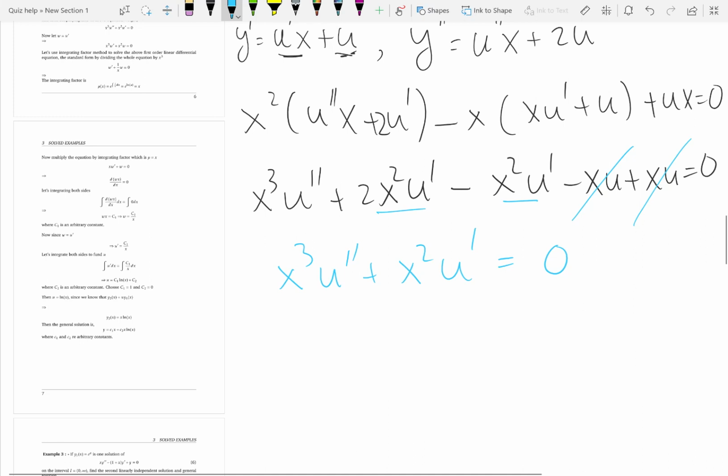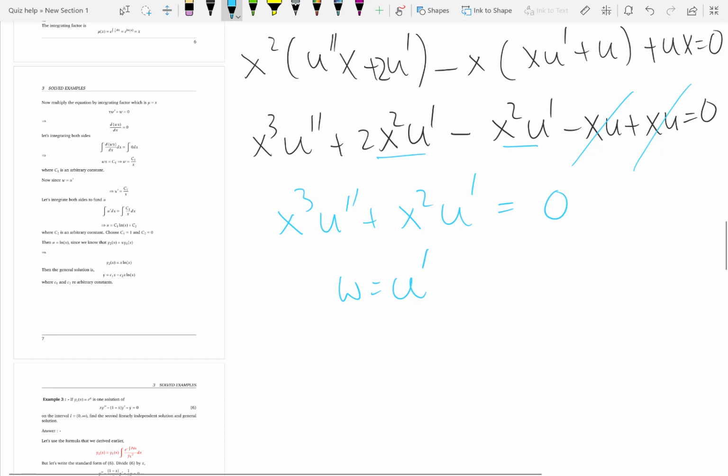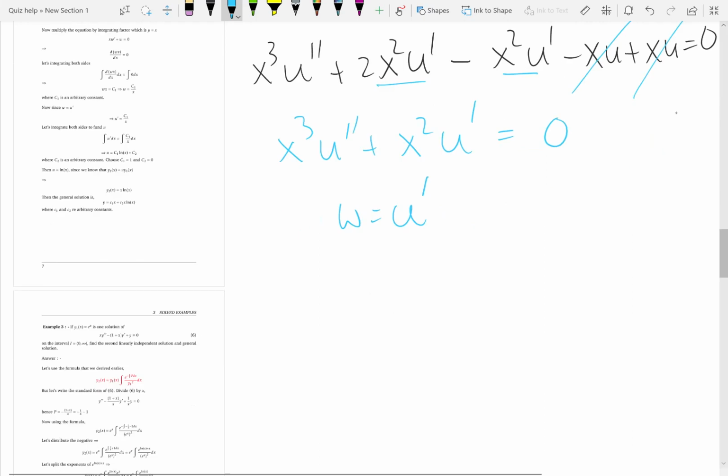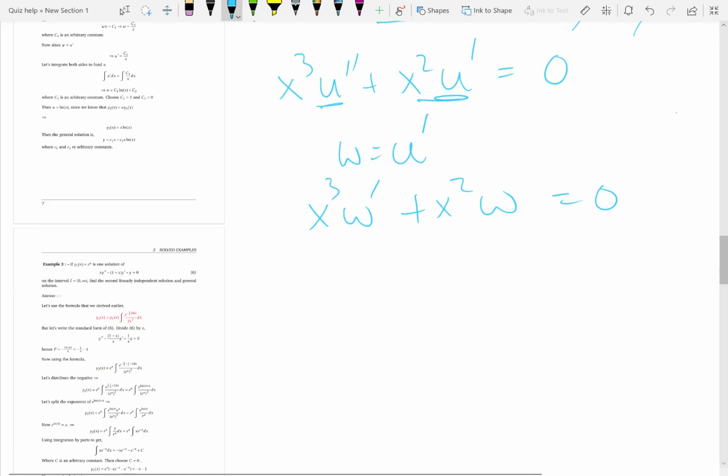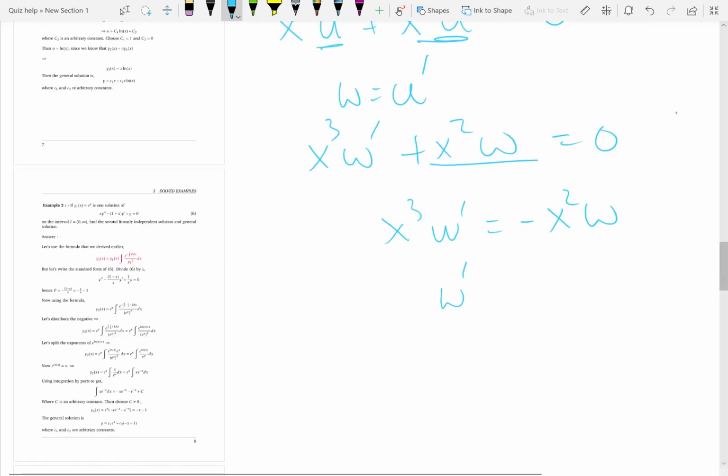Now what did we do in the methodology? We make a change of variable. Same process, right? But when you're doing an example, it's much simpler. Alright. So we say w is u prime. So instead of u prime, we use w. So we have x square w here, but u double prime means w prime, right? So this is x cube w prime plus x square w is equal to 0. Alright, so let's take this term to the right hand side, minus x square w. Let's divide by x cube. So w prime equals minus w over x, because x square over x cube is 1 over x.